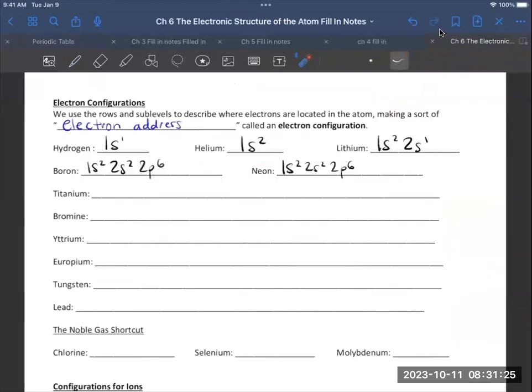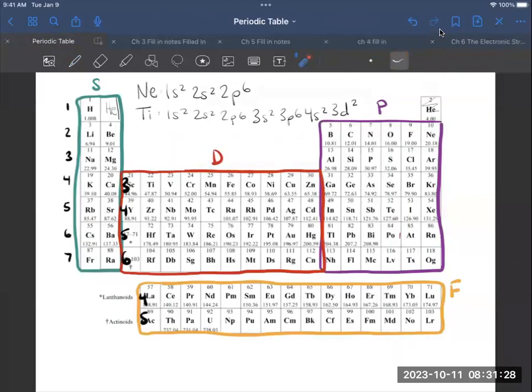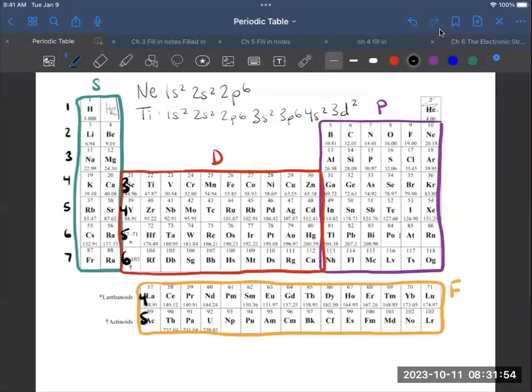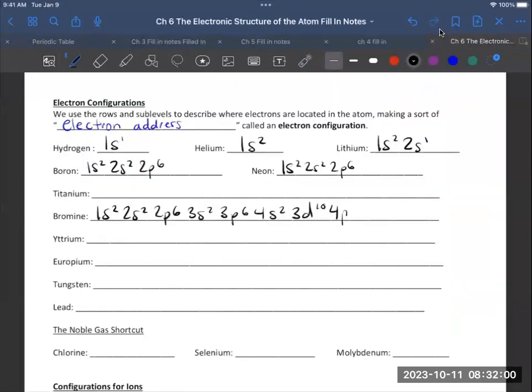Okay. So bromine. I want you to go ahead and pause and do bromine. Bromine is right here. See if you can do it on your own, and then unpause and I'll show you the answer. If you did bromine correctly, you should have said 1s2, 2s2, 2p6, 3s2, 3p6, 4s2, 3d10, and then 4p5. That's what you should have done for bromine.